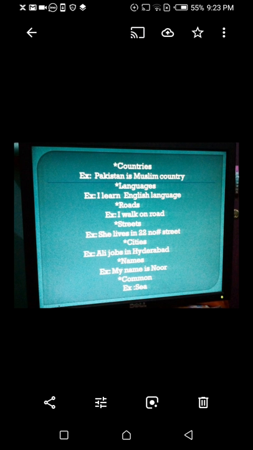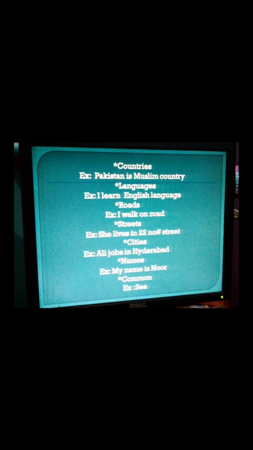Then languages. In languages we will not use the. For example, I learned English language. I did not write here I learned the English language. Roads: I walk on road. I did not write here I walk on the road. This is wrong.